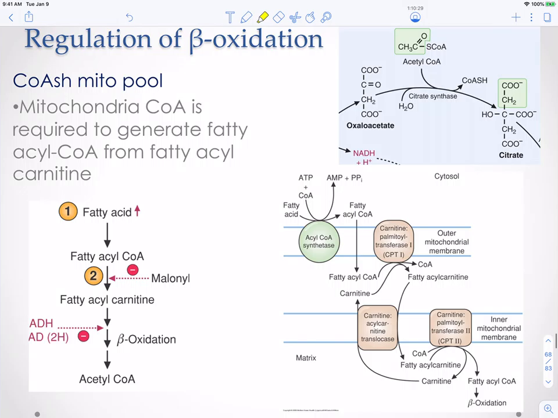So one thing to consider also, remember your fatty acyl CoA has to have an added coenzyme A in the mitochondrial matrix. So the CoA mitochondria pool is also important. You have to have enough of that CoA available to generate fatty acyl-CoA from the carnitine. And remember that your acetyl-CoA will enter the TCA cycle, citrate synthase, and will recycle that CoASH pool. So as long as you're feeding in your acetyl-CoA from your beta oxidation, you can continue maintaining that CoA pool.